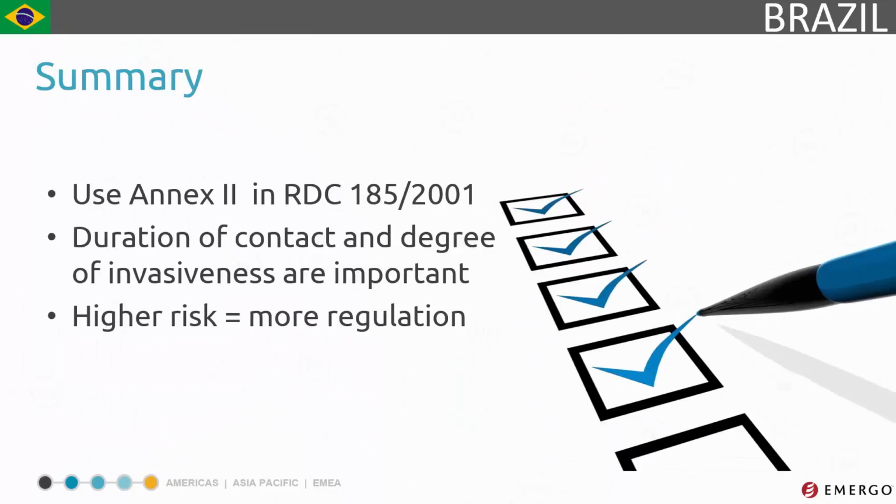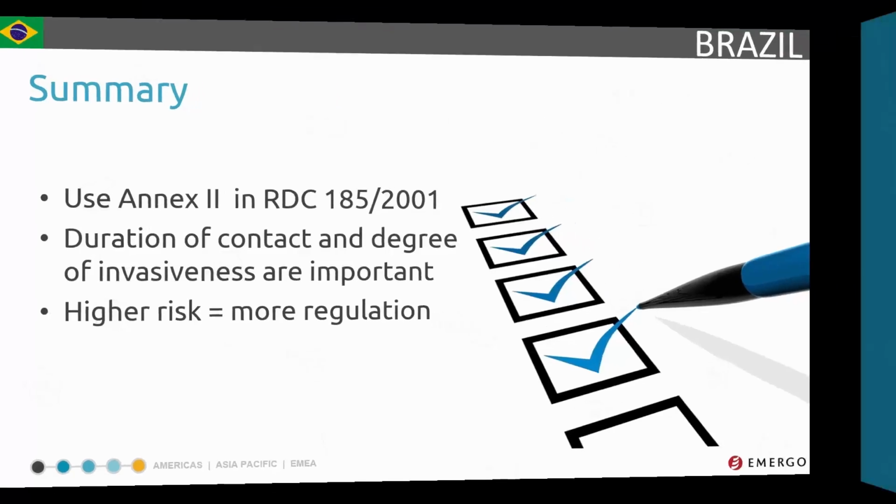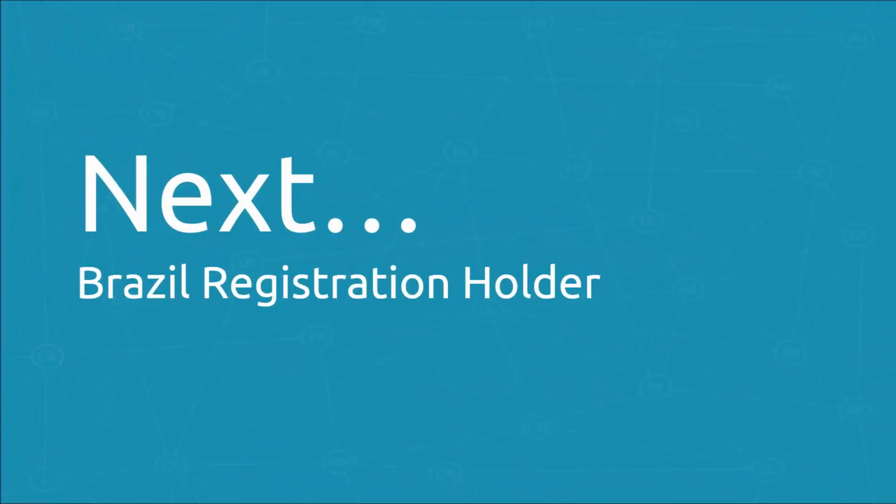This module covered key topics including how Annex 2 is used in determining device classification, how risk is based on the duration of contact with the body and the degree of invasiveness, and how the level of risk is proportionate to the level of regulatory oversight. The next section covers your Brazil registration holder.